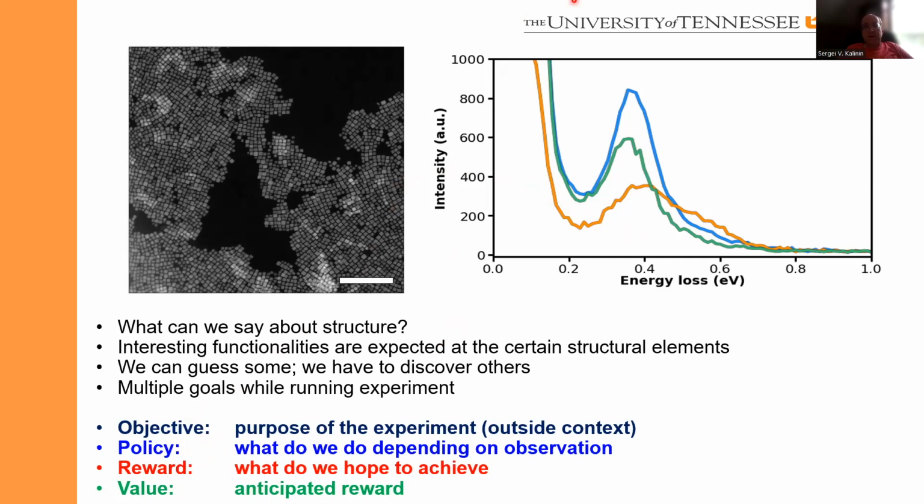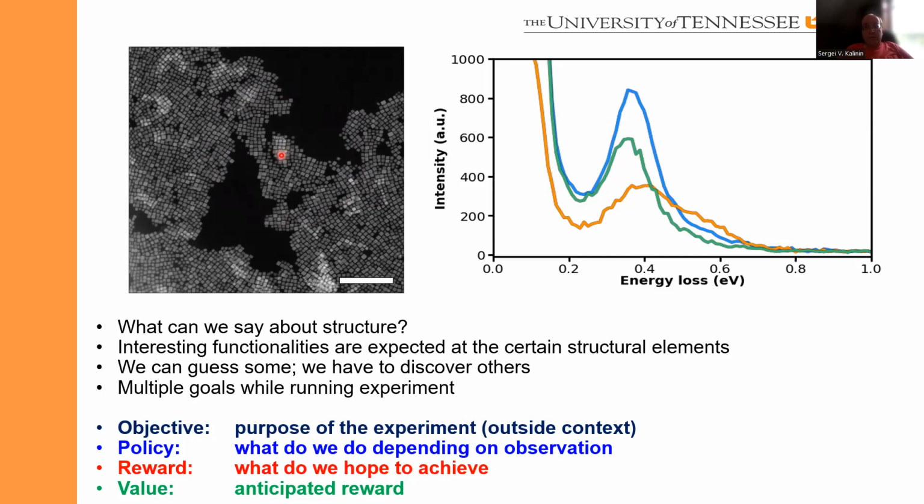So this being said, there are several keywords that I would like to share with you, because they are absolutely required to translate from the language of the domain, meaning microscopy, to the language of machine learning. So the first keyword is the objective of the experiment. The objective is typically defined in the outside context. So the objective of the experiment is, for example, to understand the physics of the plasmonic responses in these nanoparticle systems.